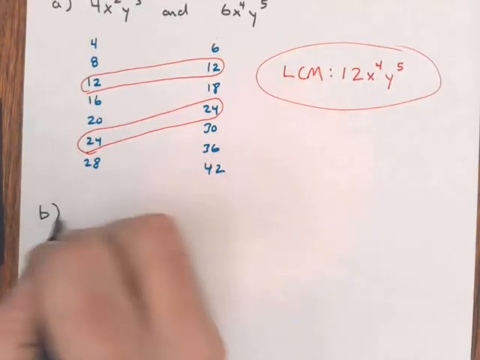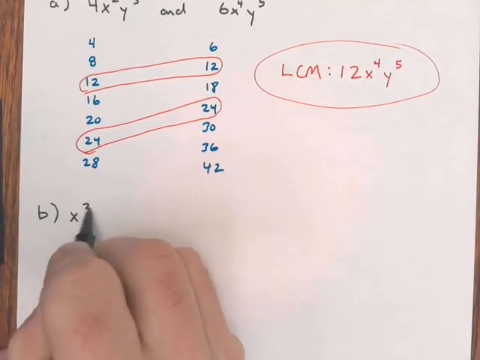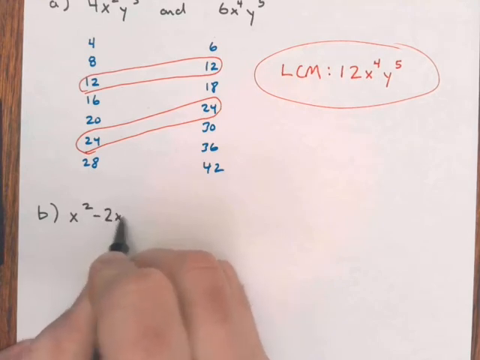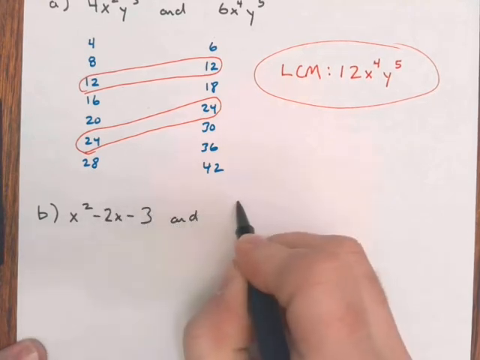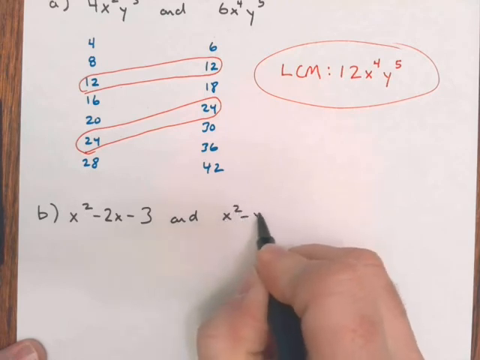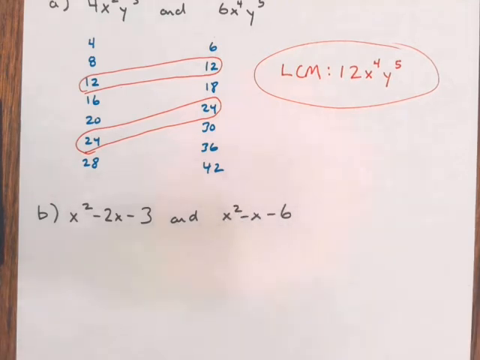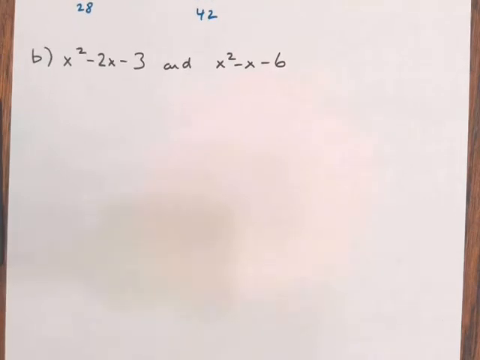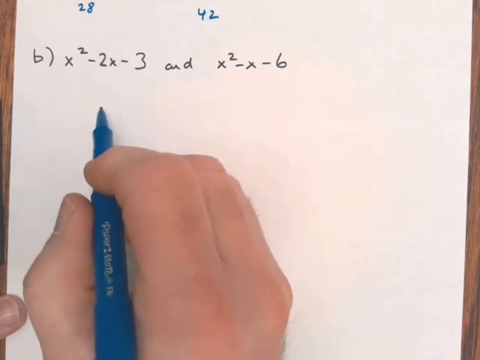We can do the same thing with non-monomials. So let's take a look at this trinomial and also this trinomial. And let's see if we can determine what the least common multiple would be with those two. In order for you to determine the least common multiple, what we do need to have is we do need to have things factored. So I'm going to go through and I am going to factor each one of these trinomials. The first one, I have an x squared minus 2x minus 3.